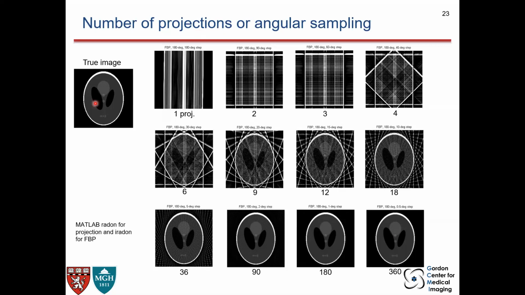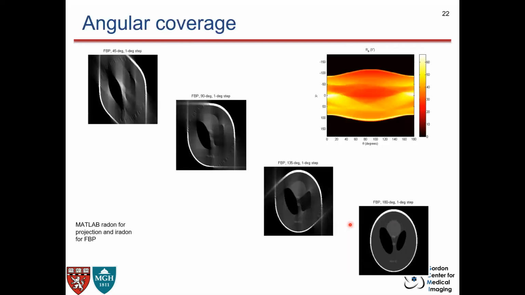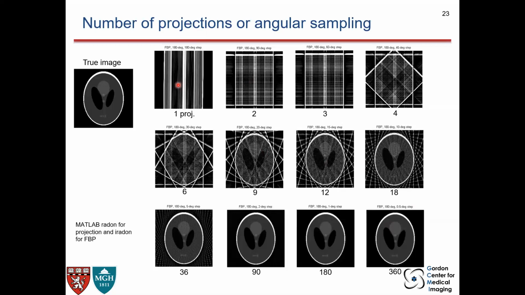So this is again the true image, and from top left we are talking about 180 degrees coverage. In the previous slide, we showed that we need 180 degree coverage. So assuming that's given, this is one projection, 2, 3, all the way to 360. When you get about 180 steps, 90 steps, meaning every 2 degrees, you are getting a very, very good image compared to the true image. This is again FBP. It's not iterative reconstruction, it's FBP.